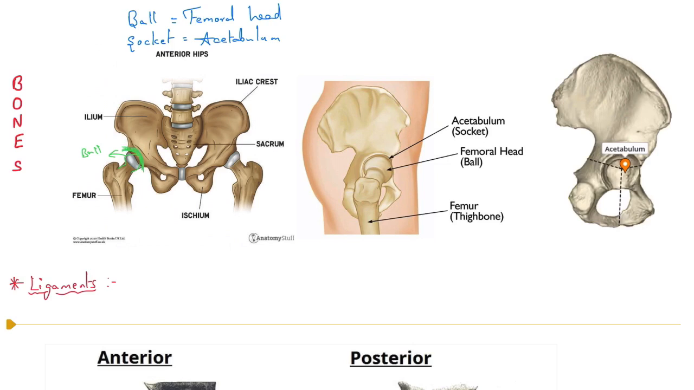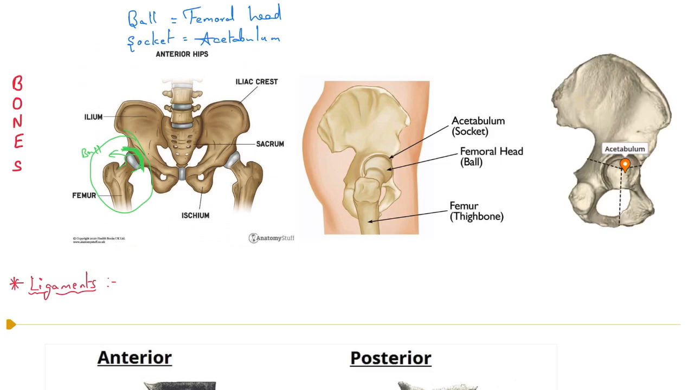You can see here one socket in the inferior part of the pelvis. That socket we call the acetabulum. This acetabulum is part of the pelvis. So these two areas we call a ball and socket joint. The hip joint is a ball and socket synovial joint.